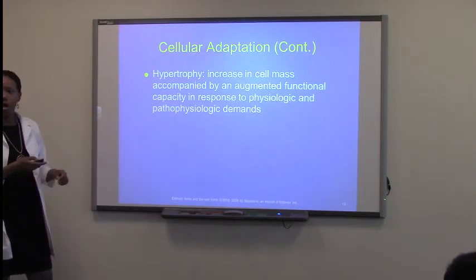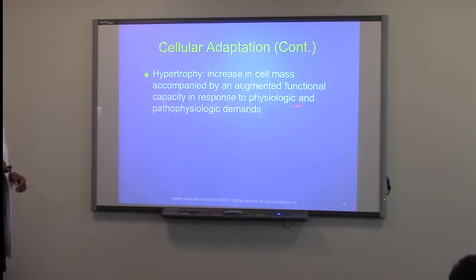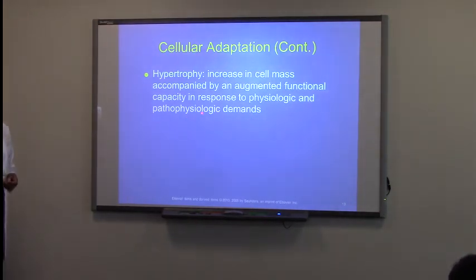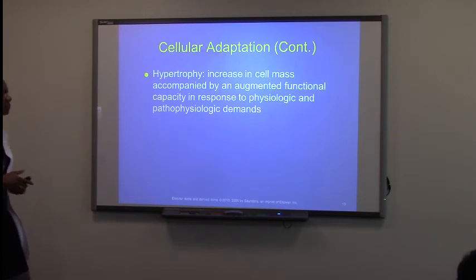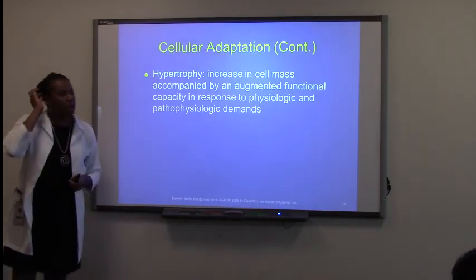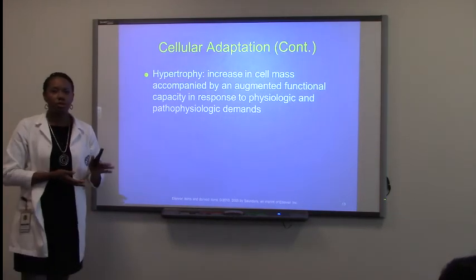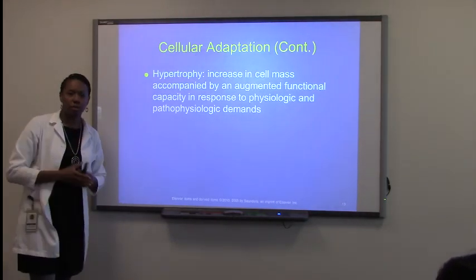So one is bad and one is good? Yeah, so physiological hypertrophy is a normal process, like I gave you the example with the guy in the gym. And then pathophysiological is the abnormal. Okay, that's abnormal. Because we don't want to say all hypertrophy is bad. Okay, so some hypertrophy is normal, depending on the situation.